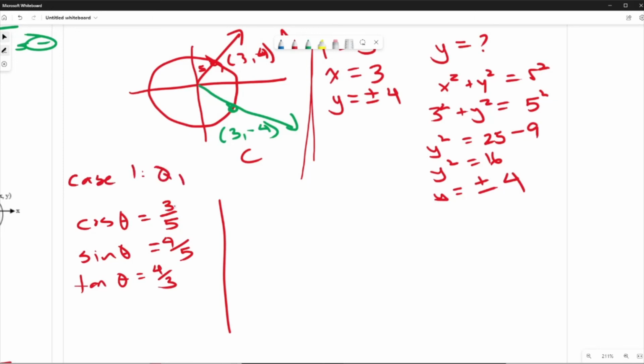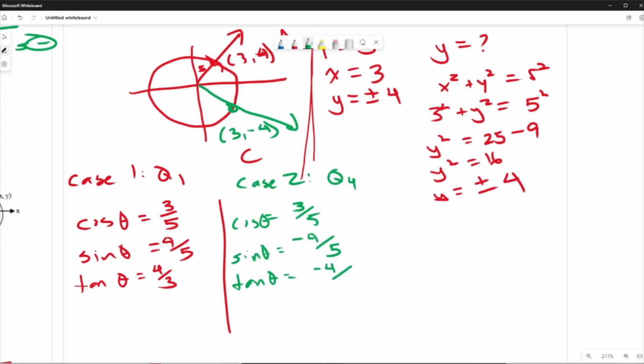The other case we could do is case 2, which is in quadrant 4, which is in Q4. Cos is still 3 over 5, because it's positive, but sine in this quadrant is the y-coordinate negative 4 divided by the hypotenuse, 5. Tan in this quadrant is the y-coordinate negative 4 divided by the x-coordinate 3.